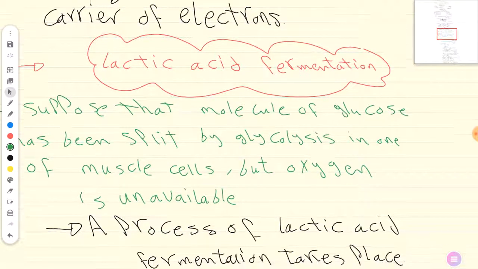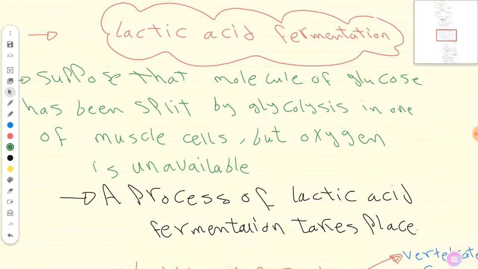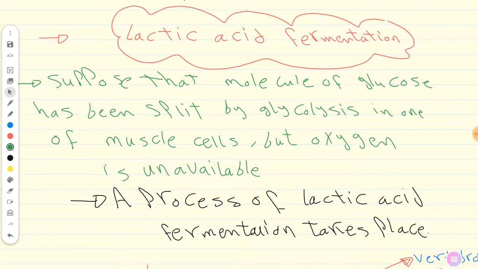Let's talk about lactic acid fermentation, the first example of fermentation. Suppose that a molecule of glucose has been split by the glycolysis process in one of your muscles, but during this glycolysis, oxygen is unavailable. So what will happen? Excellent. This process of glycolysis will be stopped. Why? Because there is no oxygen.